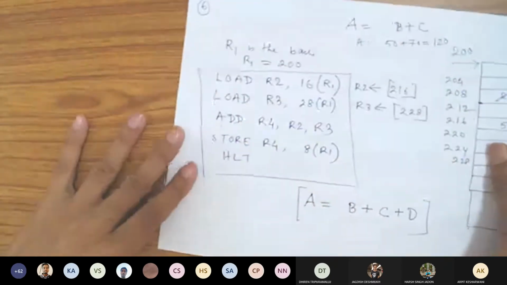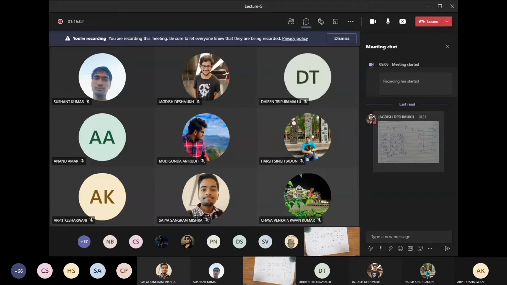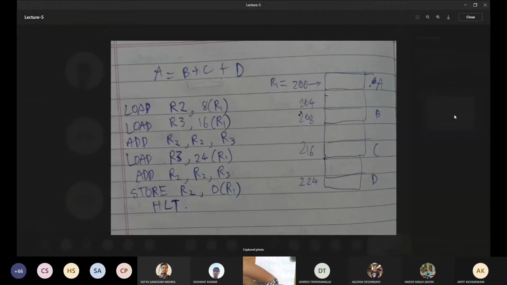If anyone is done, can share your screen or share the code. I think someone has, Jagdish has written it. Let me share this with all of you. Yes, so this is the code he has written.